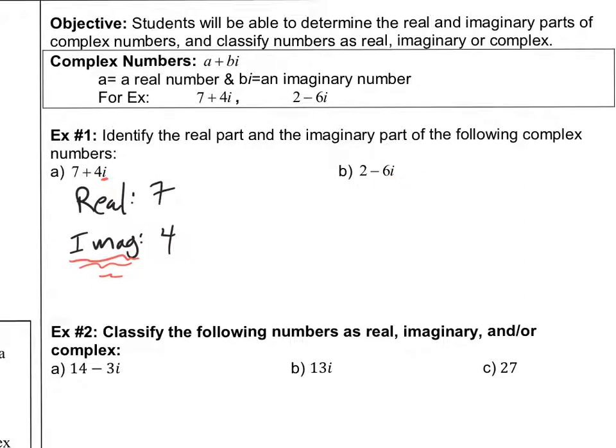Okay, go ahead and do part B on your own. I think it'll be pretty easy for you. All right, so you should have said the real is 2, and the imaginary, hopefully you recognize that it's negative 6, right? It should be negative 6 because obviously that's a negative 6i. And again, I'm not putting the i there, I'm just putting the number in front, just the coefficient.